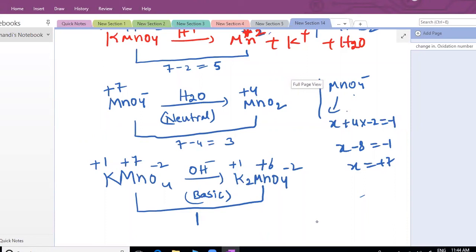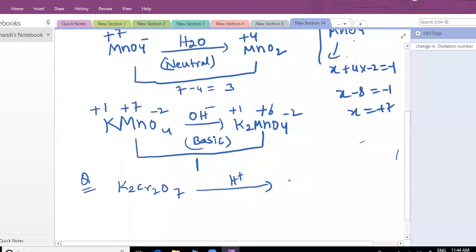K2Cr2O7 is converted into Cr2O3 plus K plus H2. You find out here potassium is +1. Each element, oxygen, you can find. Potassium +1, chromium here, oxygen -2. Here also oxygen -2. Here also oxygen -2. Hydrogen +1. Can you find out chromium?